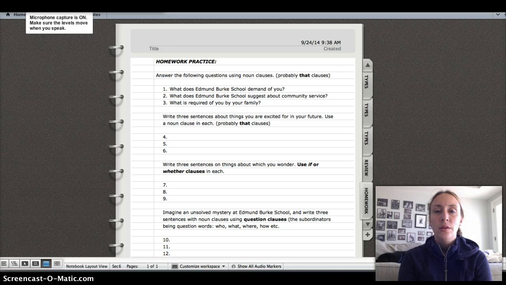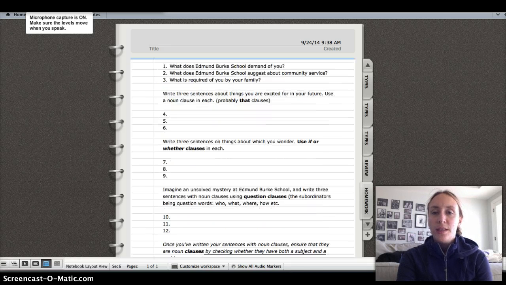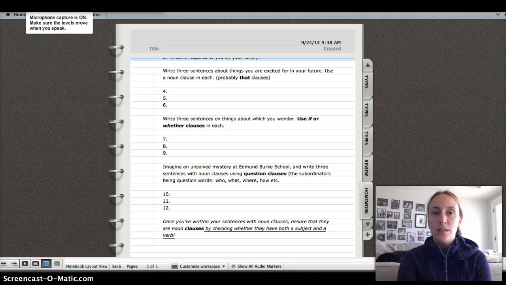Read it through. Write 12 sentences of your own using noun clauses. A way to check whether they're actually noun clauses when you're done is to check whether they have both a subject and a verb in them. So write the supposed noun clause, then look back and say where is the subject, where is the verb. If you find them there and are sure they're subjects and verbs, then you have a noun clause. Never put a comma in between a noun clause and the rest of the sentence.